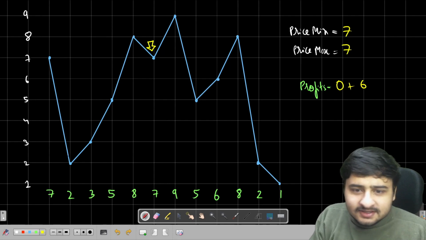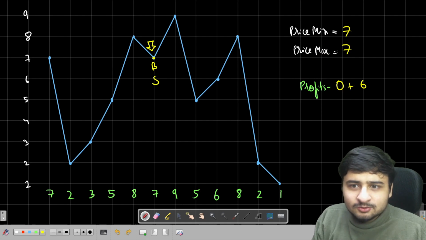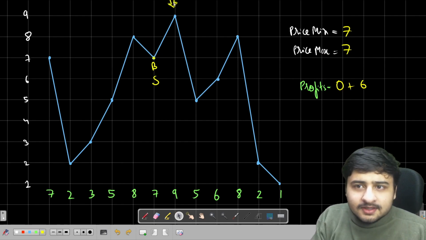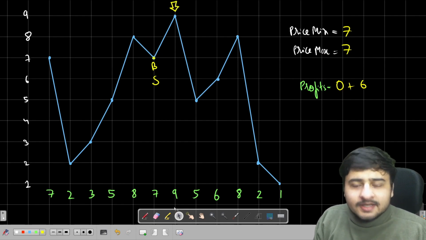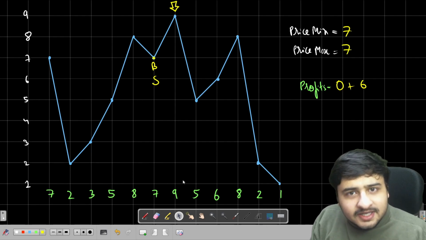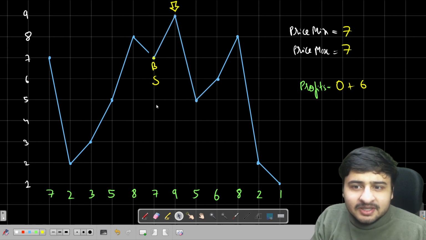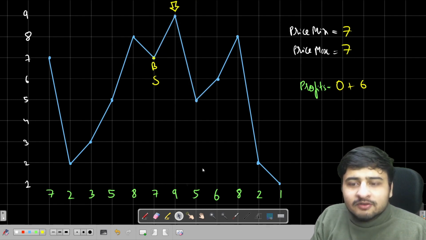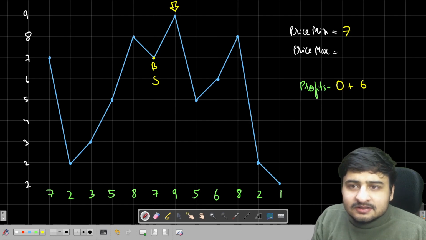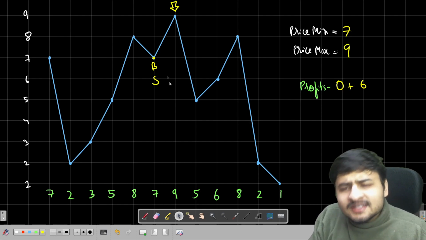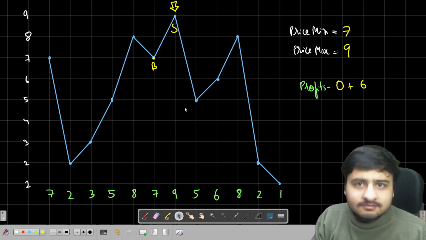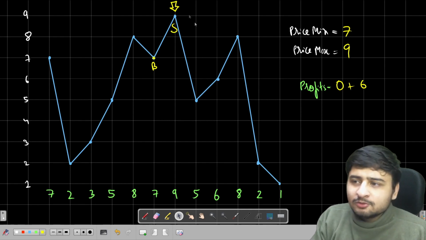So this transaction is closed. This is the profit we have already made. We are buying on 7 right now and selling on 7 itself, correct? Because both of them are this one, correct? Let's move forward. We come on this 9, right? So as soon as I come on this 9, you can see that selling on 9 is definitely better than selling on 7. So I will update this price max with 9. Essentially saying that I am planning to sell on 9, right? Okay, let's move forward a little bit more.